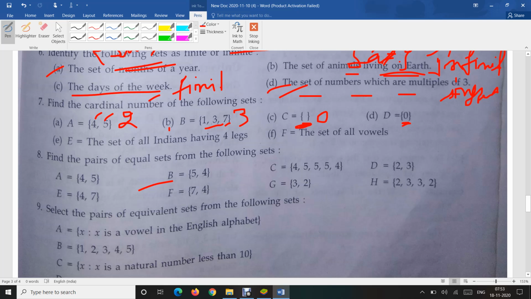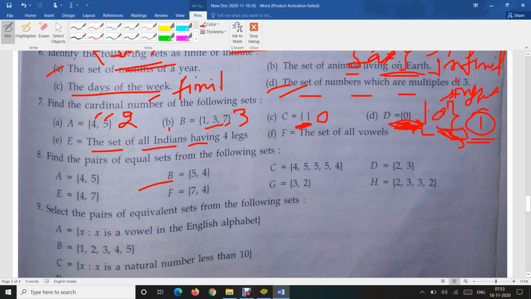And here you should not be confused by this 0. This 0 is in the curly bracket. That means this 0 is also an element. So the number of elements is 1 here. This is not the null set, because in the curly bracket we have 0, which is an element. We do not see the number, we have to see the number of elements. 0 is an element. That means 1 element is present in this set.